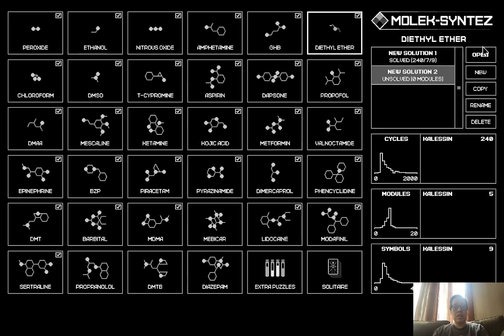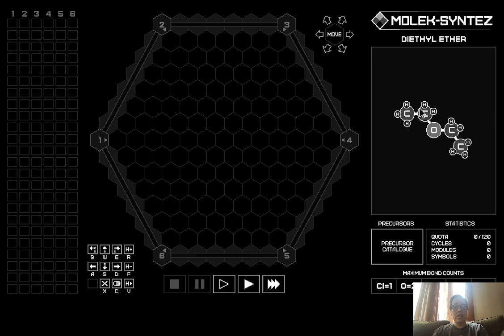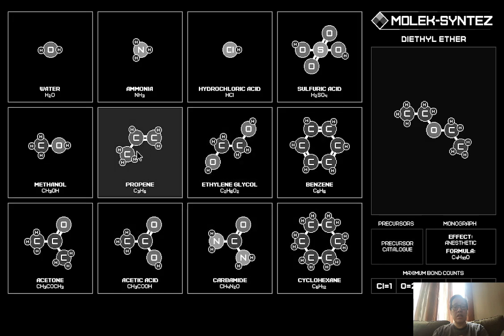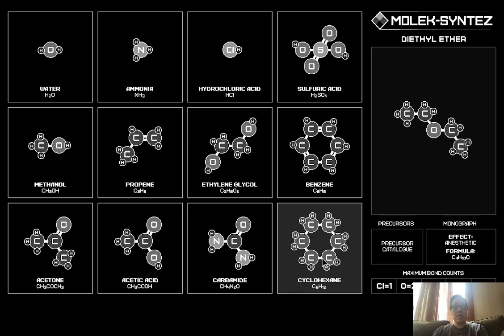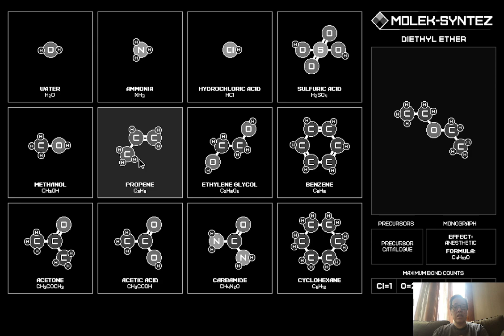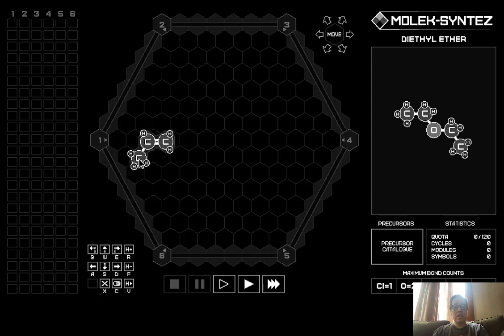Diethyl ether. All right, so it's two carbons and an oxygen and two more carbons. It's all single bonds and lots of hydrogens. I'm looking at my options. I think it would be outright ludicrous to use cyclohexane and cut it up and move things around. I think it's two propene and a water. I think that's my best bet. And I think I want to use, I don't know, I'm confused.